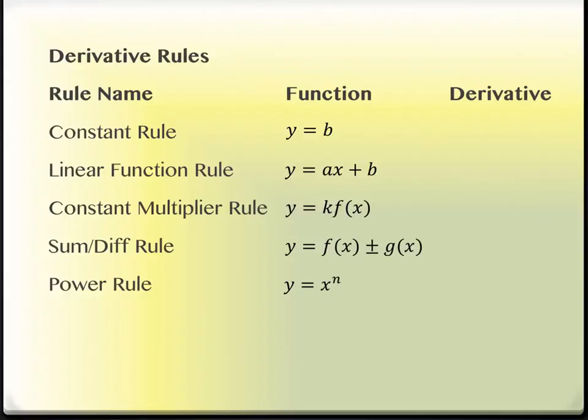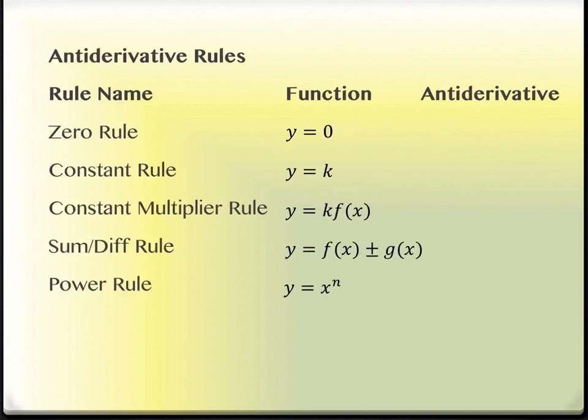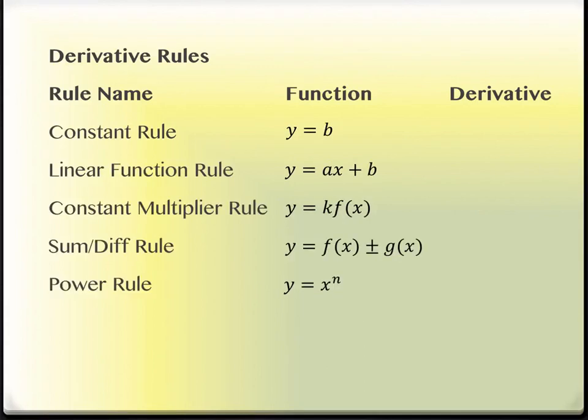So the first thing I'd like for you to do is to write down all the derivative rules that you know, which you know them all, so just write them down. So you've got the constant rule, the linear function rule, the constant multiplier rule, sum difference, power, and then your trig rules. Okay, so I want you to write all of those down. I'm going to push pause while you do that. Okay, if you're still writing something down, it's okay. We're going to fill them all in together.